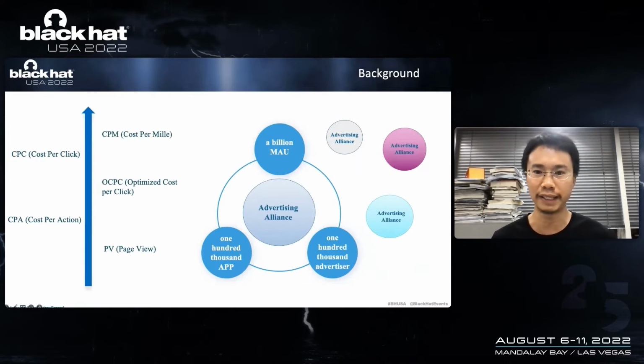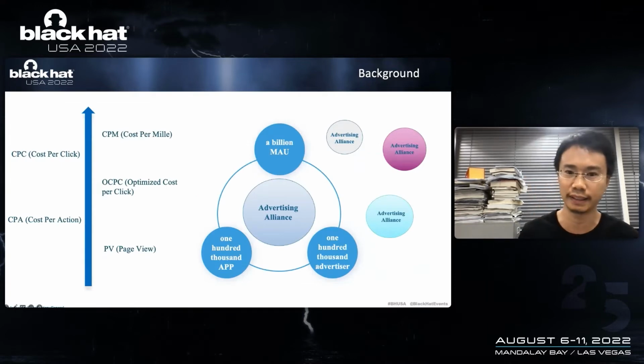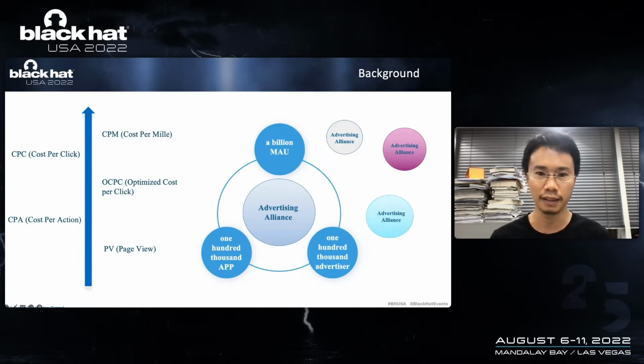There are also many billing models, such as CPC, which is billing by click; CPM, which is billing by advertising show count; and CPA and CPI, which are billing by install or activation, not just by a simple click.